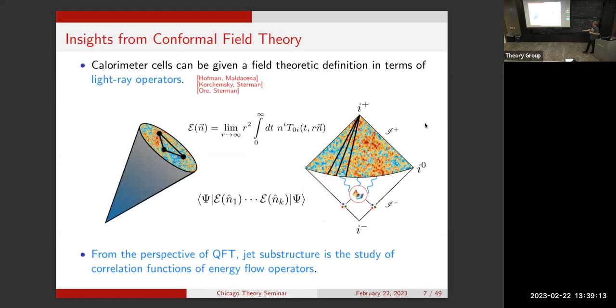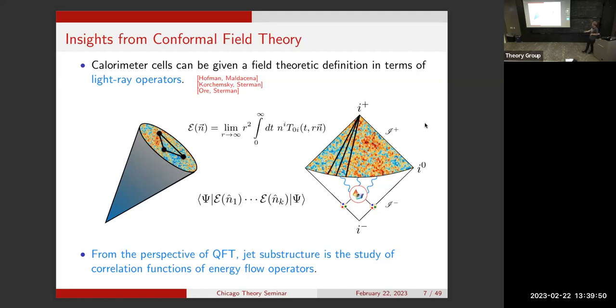One of the reasons why there's been this nice interplay between developments in conformal field theory and jet physics is that it was re-brought to attention, even though it existed earlier, by Hofman and Maldacena. They showed that one could give a very nice field theory definition of essentially a calorimeter cell. Depending on whether you're more on the phenomenology side, one can view it literally as a detector cell in some particular direction, or you can view it in this Penrose diagram to emphasize that it has this integral over time. So it's some non-local line operator.